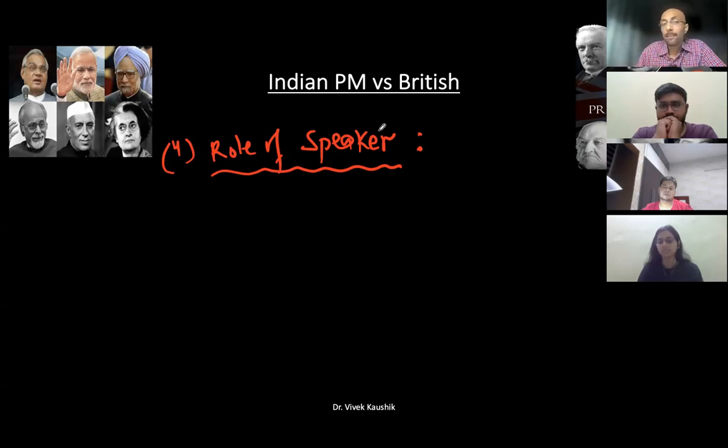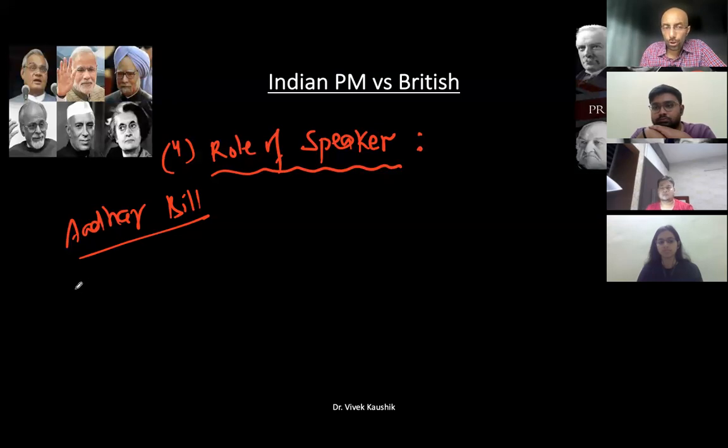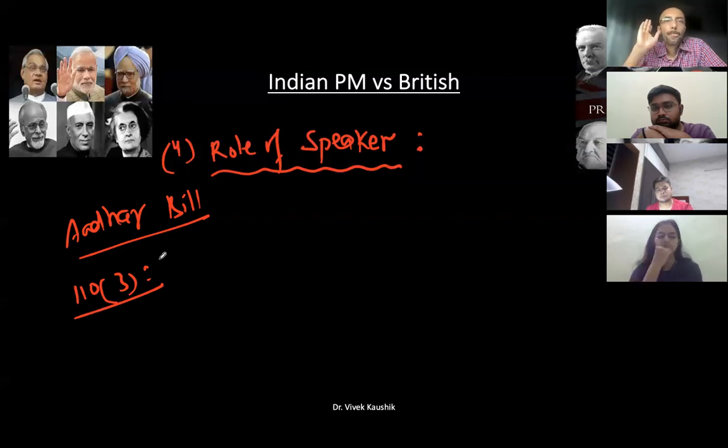So we can give a very good example here: the Aadhaar bill. How come the Aadhaar bill was given the certificate of a money bill? Because according to Article 110 Clause 3, the decision of the speaker is final. And Sumitra Mahajan, who was the speaker at that time, gave the certificate of money bill to the Aadhaar bill. Whereas the Congress party even went to the Supreme Court on this matter, and experts agree that the Aadhaar bill was not a money bill.